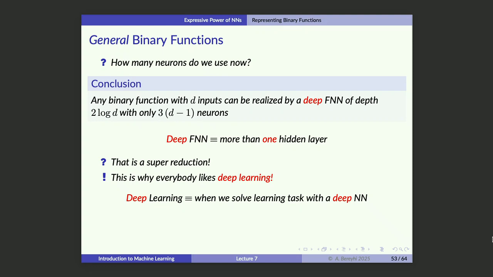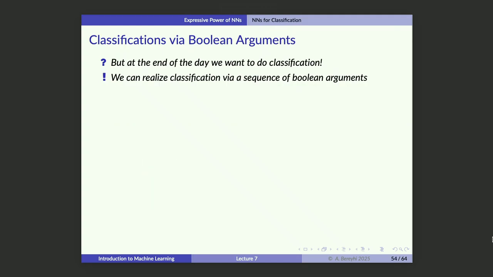Okay. If you have no questions, then you might tell me, okay, you showed us that if we have a binary function of d inputs, then any function we have, we can realize it by a neural network, right? Well, what does it have to do with classification or regression problems that we do in practice? Basically, any classification problem that you have, you can write down as a sequence of binary arguments. So it's a Boolean argument. What do I mean by that?